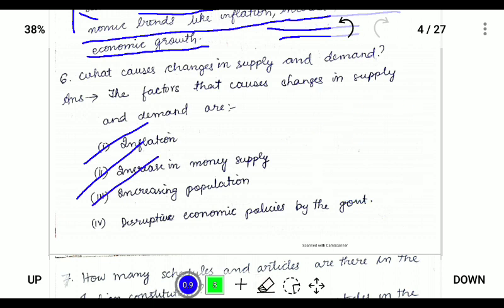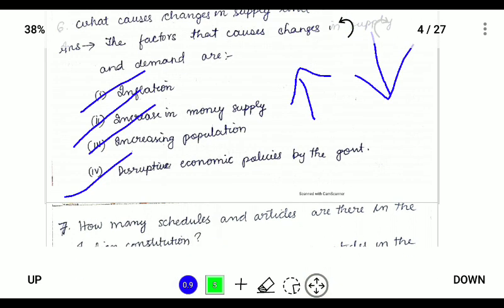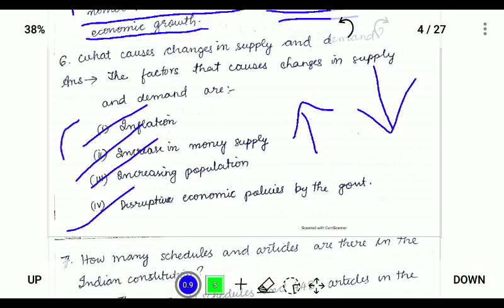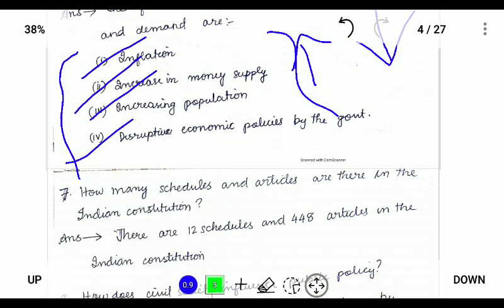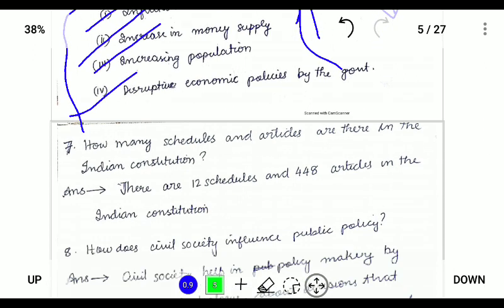Next, increasing population. Having so many mouths to feed hampers the supply and demand. Increasing population will increase the demand, whereas the supply will be less. And disruptive economic policies by the government. So government policies play an important role in changing the supply and demand. So these are the 4 points for 2 marks you can write. If the question is asked for 5 marks, then you can explain these 4 points with the help of examples like the Great Economic Depression, or the Depression of 1929, or the economic effects of 2008. So these are some of the examples.